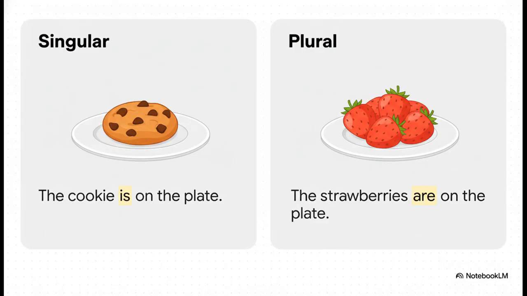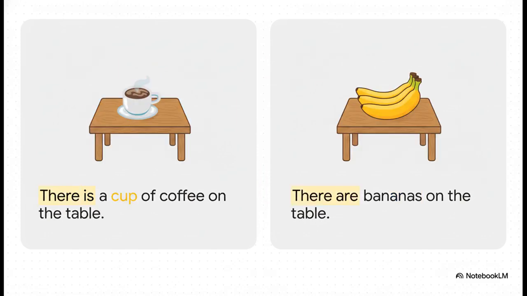Now, here's a super important detail. The verb you use has to match your noun. If you're talking about just one thing, a singular noun like cookie, you use is. But if you're talking about more than one thing, a plural noun like strawberries, you've got to use are. The preposition doesn't change, but that verb is crucial. Here's another really common way you'll hear people describe things. Instead of starting with the object, you can start with there is or there are. And you guessed it, the same rule applies. There is for one thing, like a cup of coffee. There are for multiple things, like a bunch of bananas.